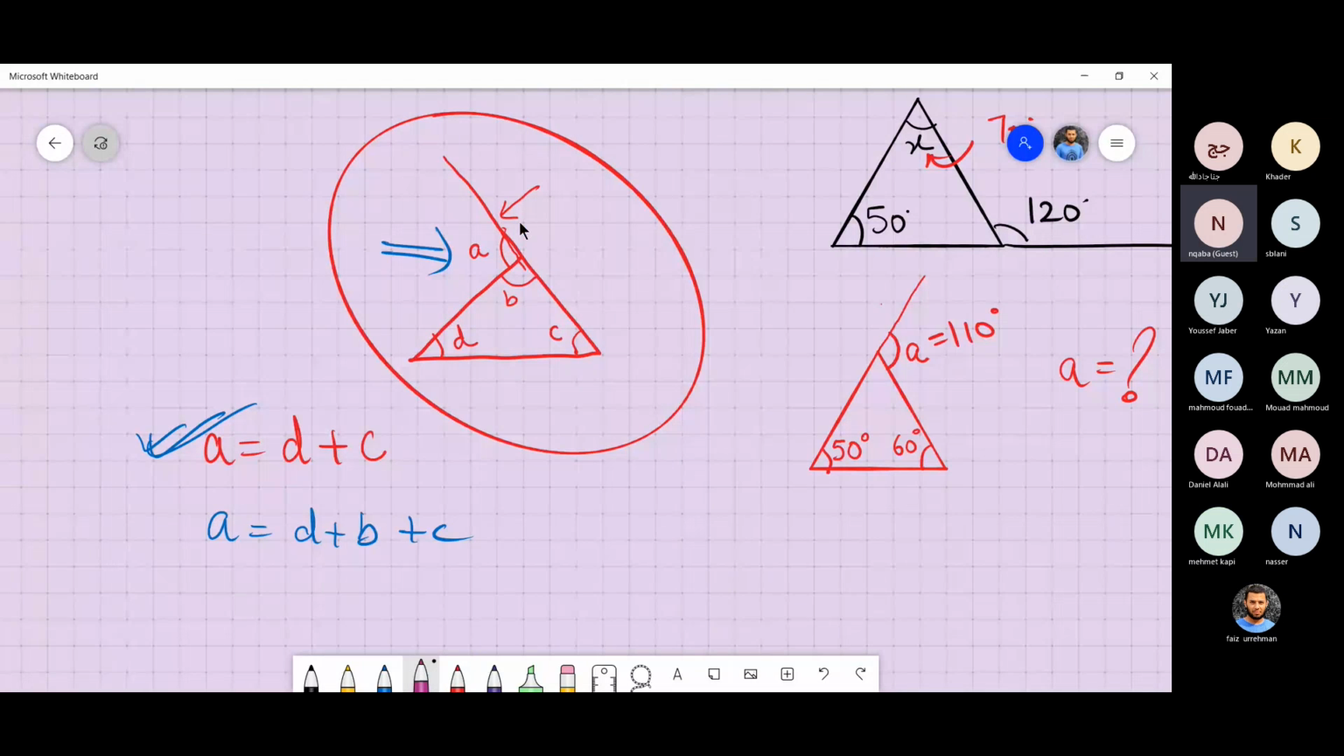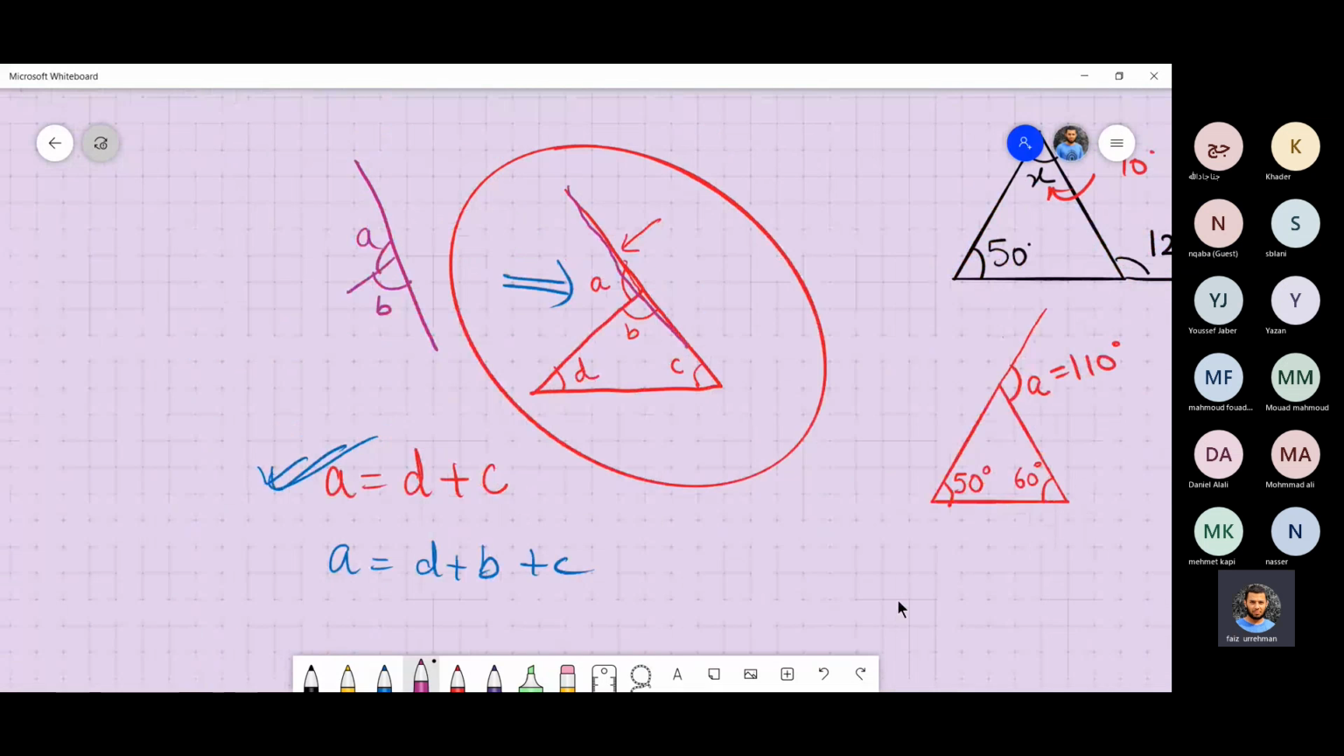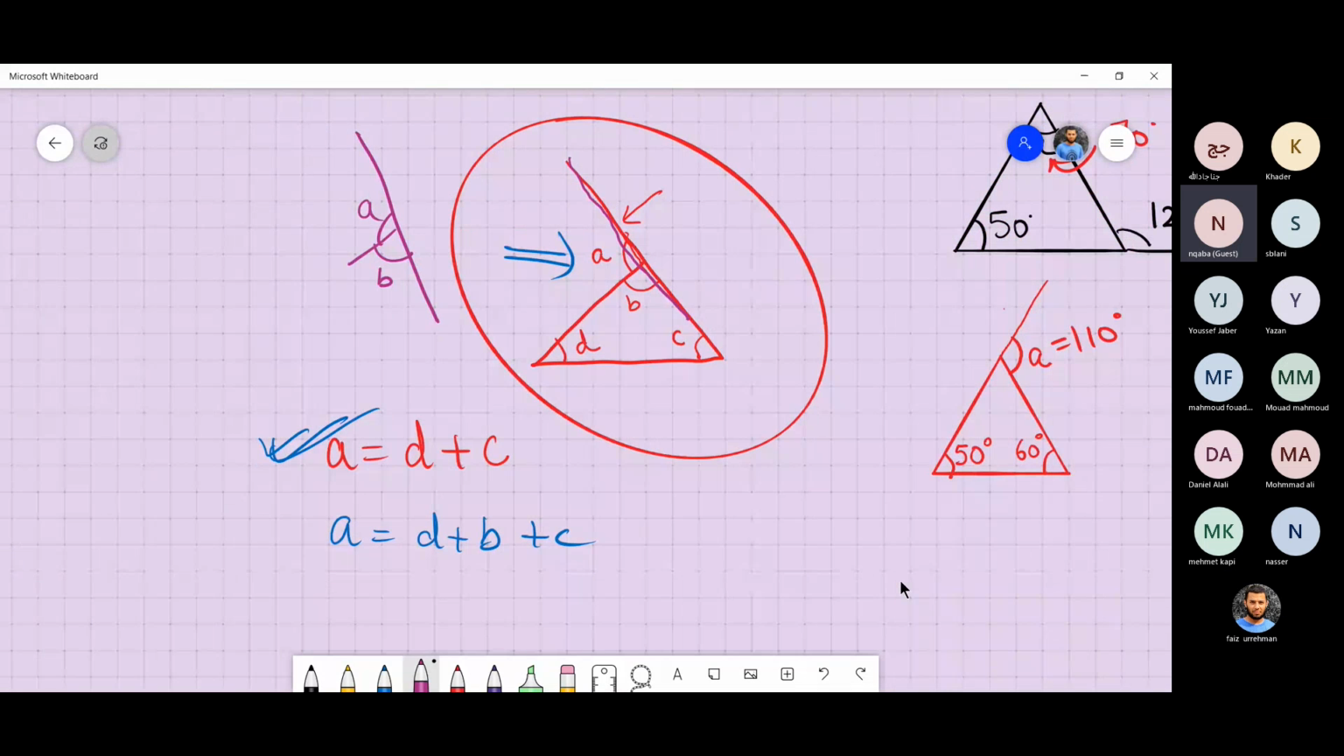Class, this is a straight line. Yes. This is a straight line. Yes. This is A, this is B. Right or not? Right. So this is angle A exterior. What is the angle next to angle A?